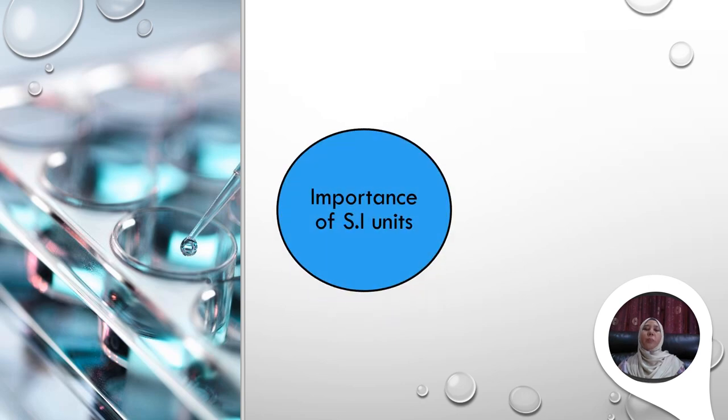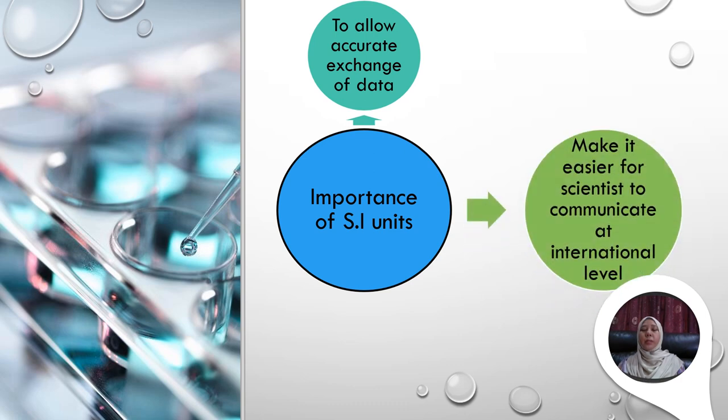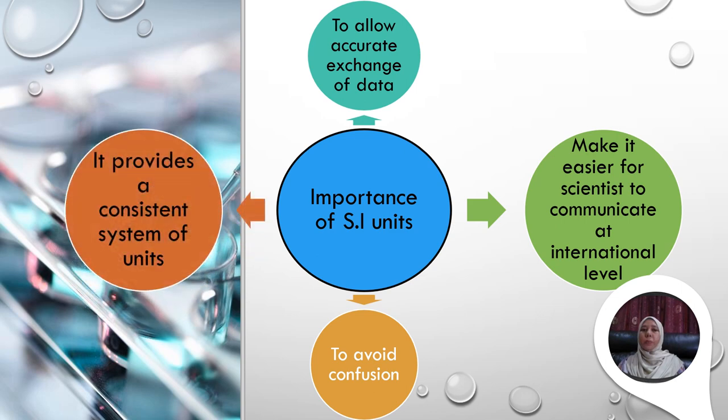So what is the importance of these SI units? Why do we need to use these SI units? To allow accurate exchange of data. It makes it easier for scientists all over the world to communicate at international level, to avoid confusion, and it provides a consistent system of units. So these are the benefits of using SI units.